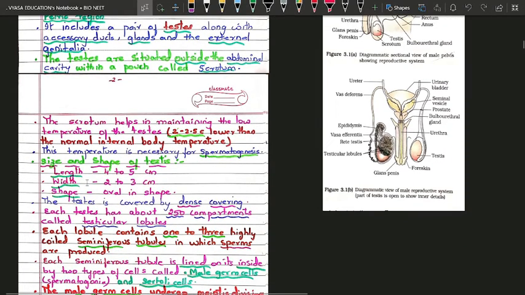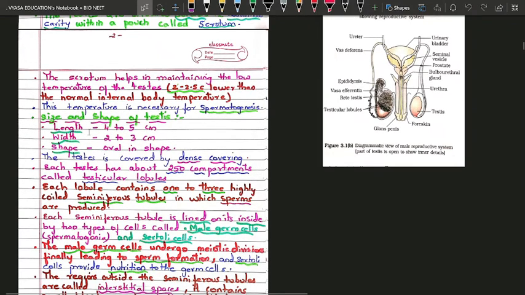So what is the size and shape of the testis? Just remember this. Testis length is 4 to 5 centimeters, width is 2 to 3 centimeters, and the shape is oval. The testis is covered by a dense covering. Dense means thick covering.